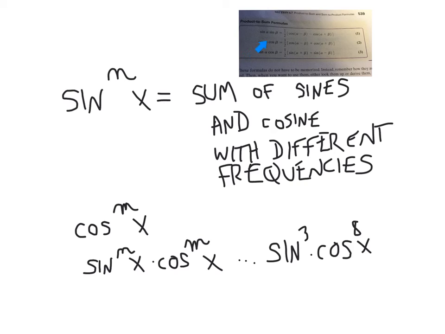So the big picture here is that by using the product to sum formulas, you can take any power of sine, or any power of cosine, or something kind of mixed like a power of sine times a power of cosine, like sine cubed times cosine to the 8th. And by patient working with the product to sum formulas, you can reduce any one of these types of forms to a sum of sines and cosines with different frequencies.